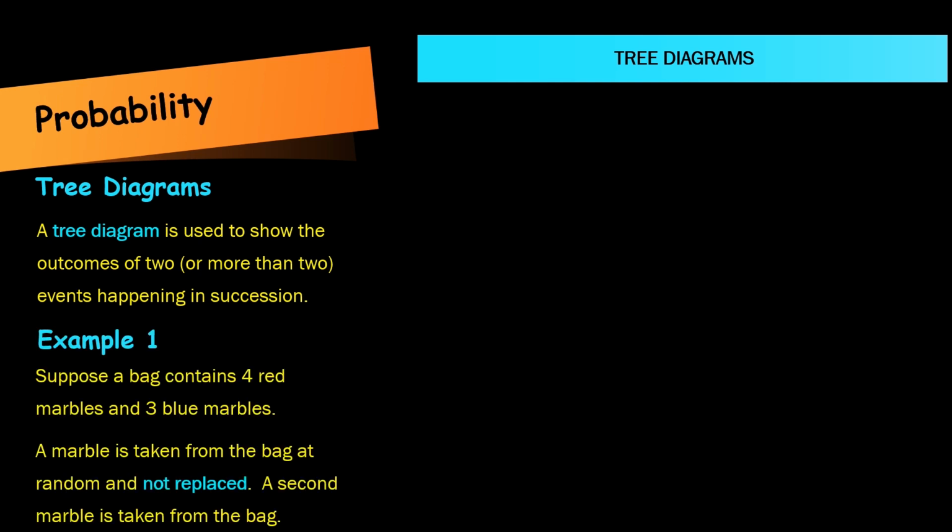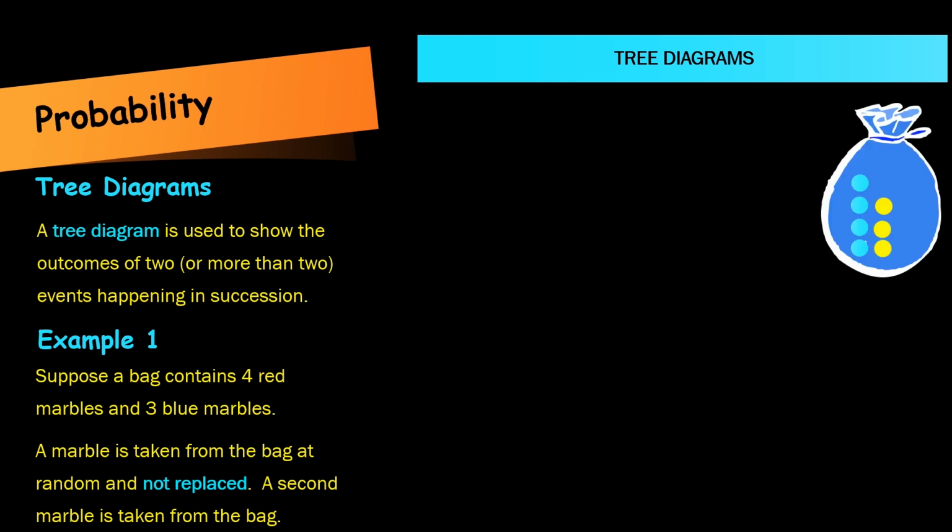Let's take a look at an example. Suppose a bag contains 4 red marbles and 3 blue marbles. A marble is taken from the bag at random and not replaced. A second marble is then taken from the bag. So here's our scenario in pictures. We have a bag, there are 4 red and 3 blue marbles in it.